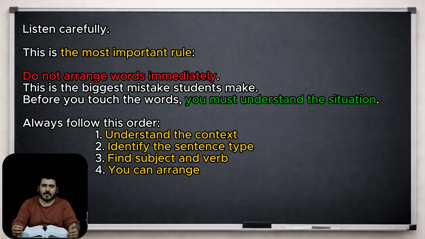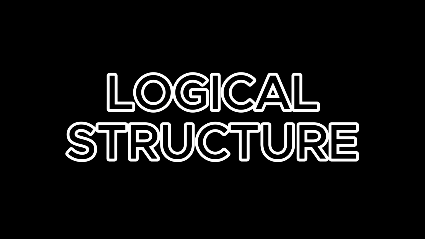Listen carefully. This is the most important rule. Do not arrange words immediately. This is the biggest mistake students make. Before you touch the words, you must understand the situation. Always follow this order. Number 1, understand the context. Number 2, identify the sentence type. Number 3, find subject and verb. Number 4, now you can arrange.